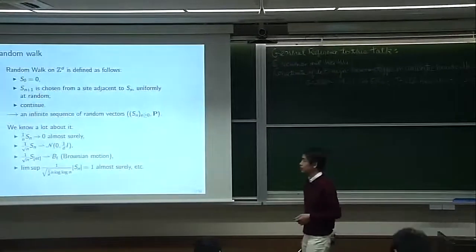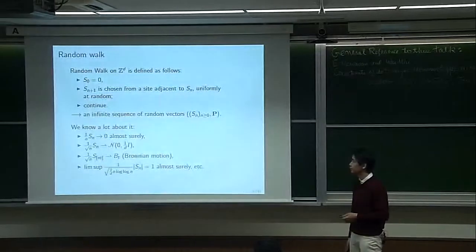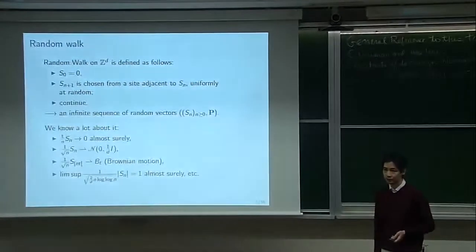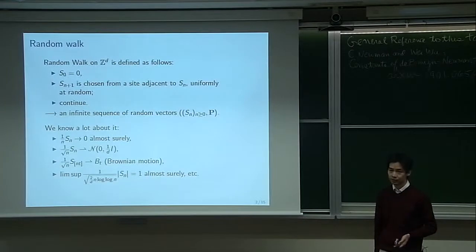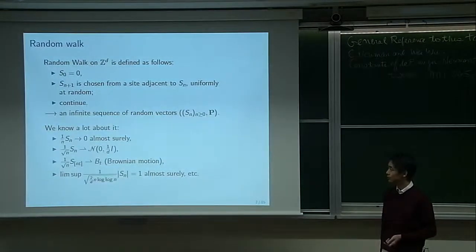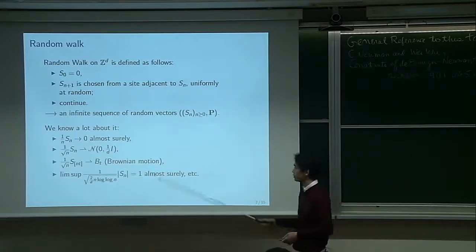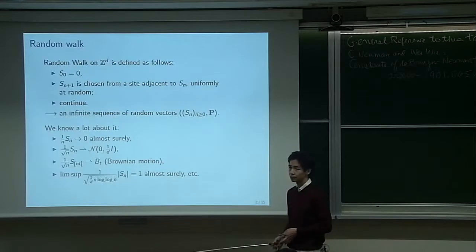So let me recall what random walk was. I will consider the random walk on a Euclidean lattice, Z^d. You start from the origin. Wherever you start, it doesn't matter. So I start from the origin, and you choose the next step uniformly at random from your adjacent sites. You have 2d possibilities. So you have 1 over 2d probability to go in any direction on the lattice, and you continue. Then as a result, you get an infinite sequence of random vectors, which I will denote by S_n.